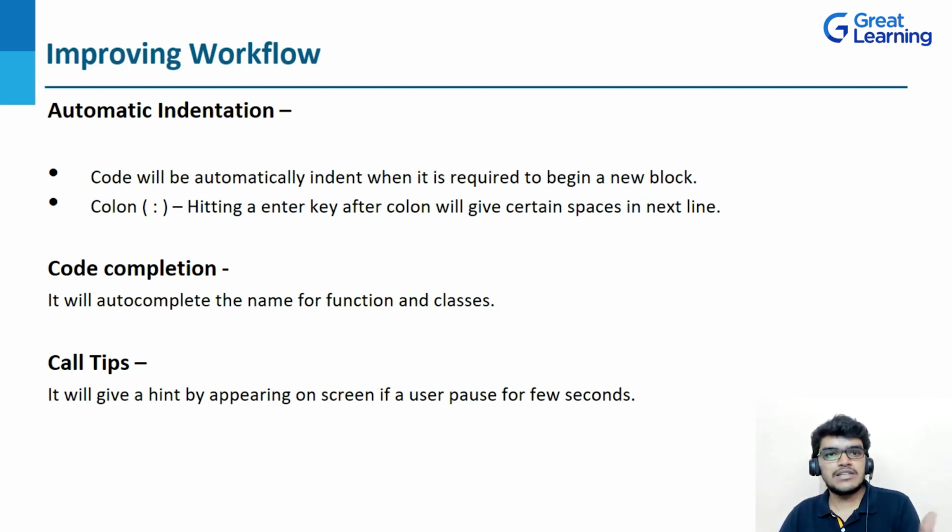Now, coming to the next feature that we have, which is code completion. Let's suppose that you have to write a lot of code and you are writing it through typing. Through code completion, you can save your time for typing, right? Code completion can auto complete the names of functions and classes, so you can save the time. Now coming to call tips. In call tips, it will basically give you a hint and the hint will appear on your screen. Now let's see it in Python IDLE.